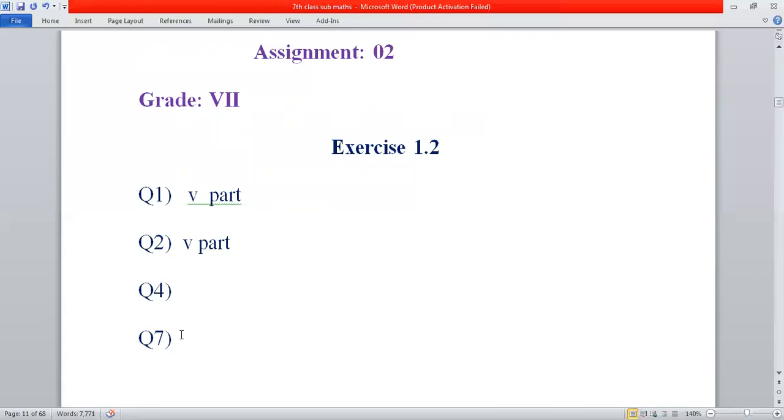Question number 4 you do by yourself, just like question number 3. Question number 5 I discussed with you, and question number 6 is just like question number 5, so you will do question number 6 as an assignment.